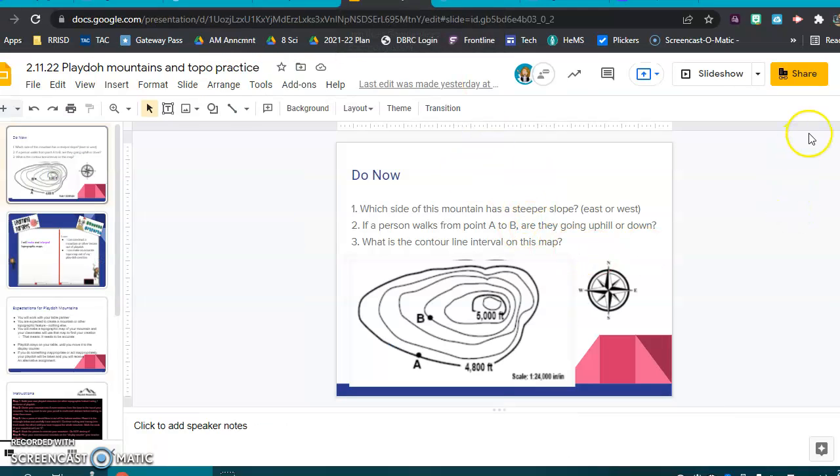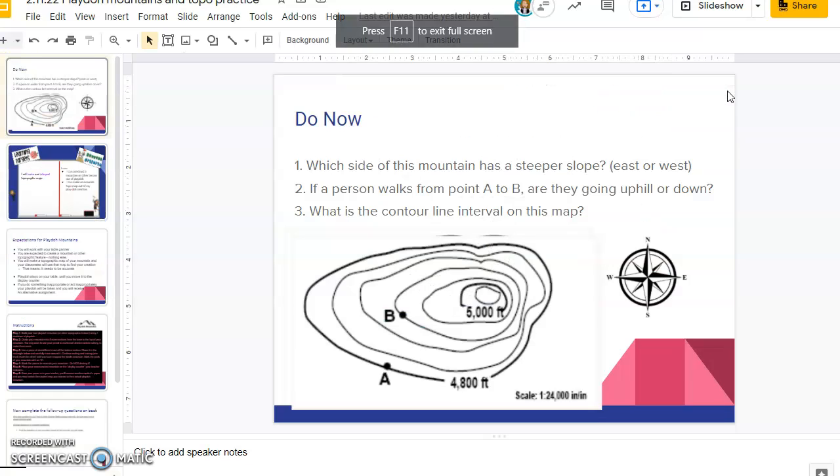So which side of this mountain has a steeper slope? The east side or the west side? Well, how do I determine that? Well, right here in the frame is a compass rose. So north, east, south, west. Okay, some of you said east and west. Well, how do we know this? Oh, yeah, that's right. You did say that. The closer the lines are together, the steeper the slope. So this slope is going to be actually much steeper or harder to climb than this one.